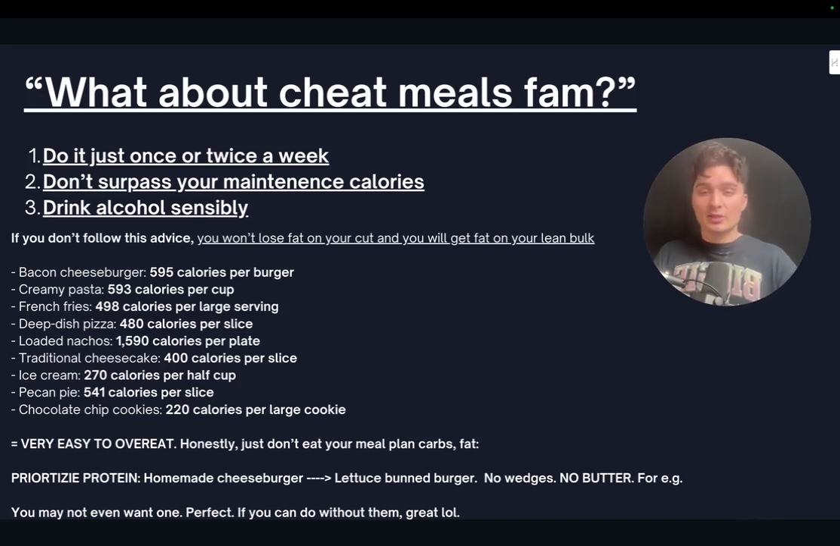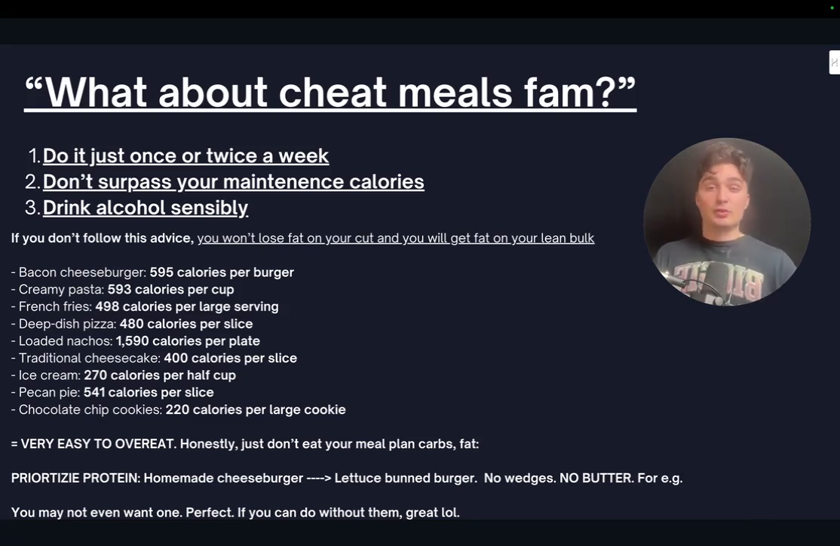Obviously, it's so easy to overeat when you have cheat meals. You think, oh, this is just a cheat meal. But no, it's actually a lot of calories. So you want to make sure you're only sticking at maintenance calories when having a cheat meal, would be my advice, okay? And if you want to be on the safer side, when you look at your meal plan, just remove all the nutritious carbs and just prioritize protein.